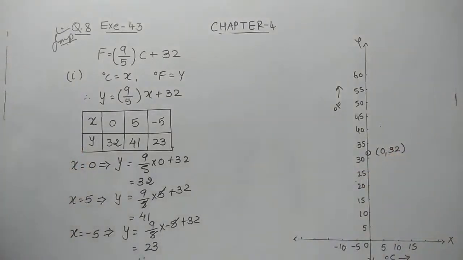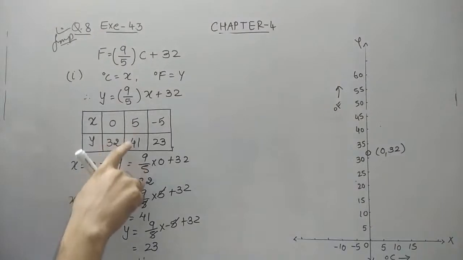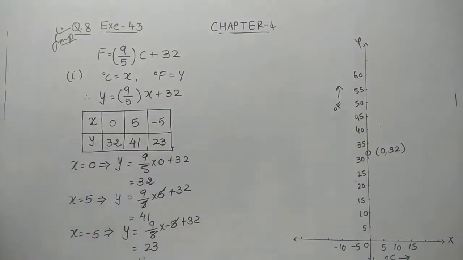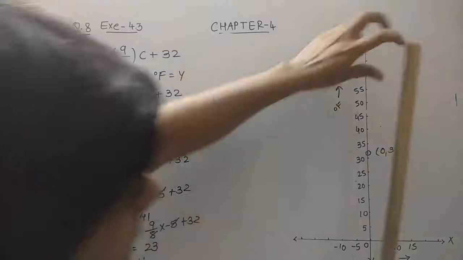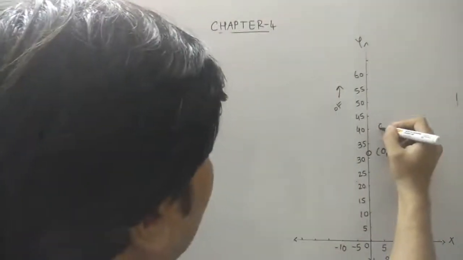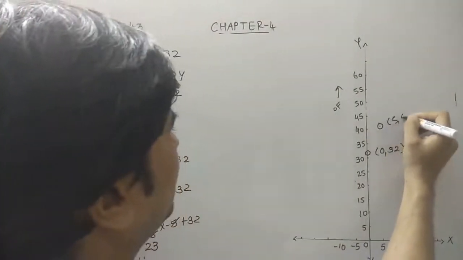Let's go for one more value. When x is 5, y is 41. So look at here, the x is 5 and y is 41. We know that 41 comes just above the 40. So that could be somewhere here. That is 5 and 41.